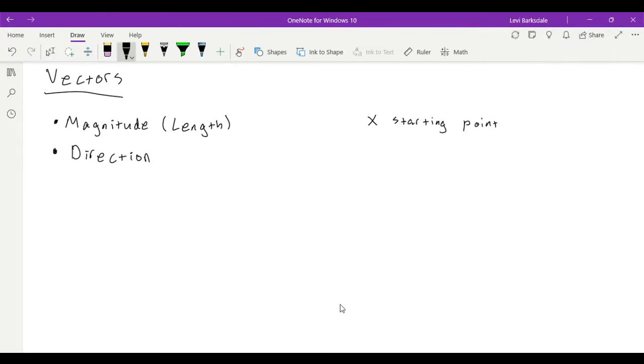So you'll often see vectors represented as arrows because you can draw the length of an arrow and the direction it's pointing in. For example, I could have a vector like this, and I'm going to call it vector u. So if I have a plane that I'm drawing my vectors on, I can draw vector u right here and there. Now it has a length and it has a direction.